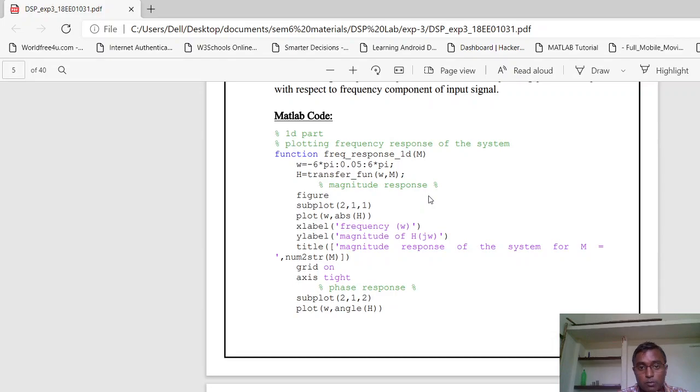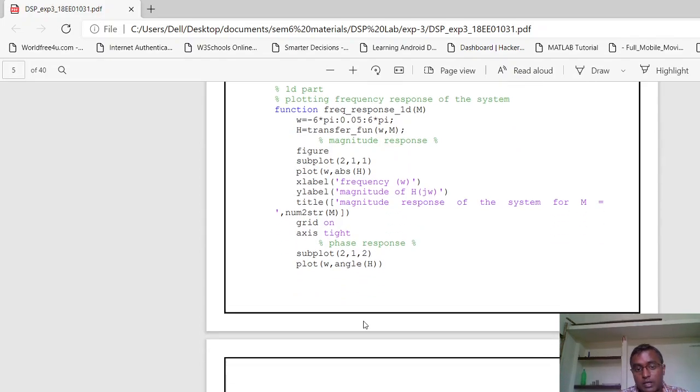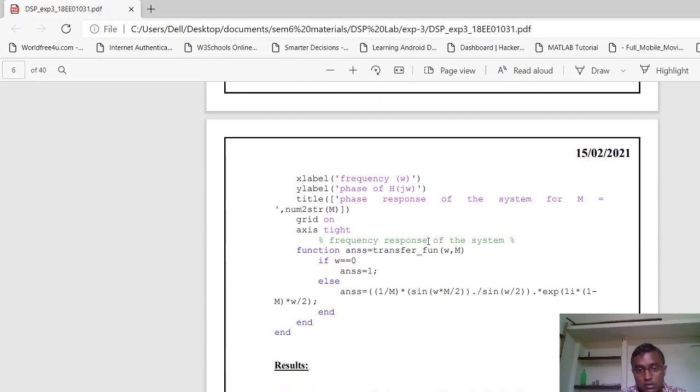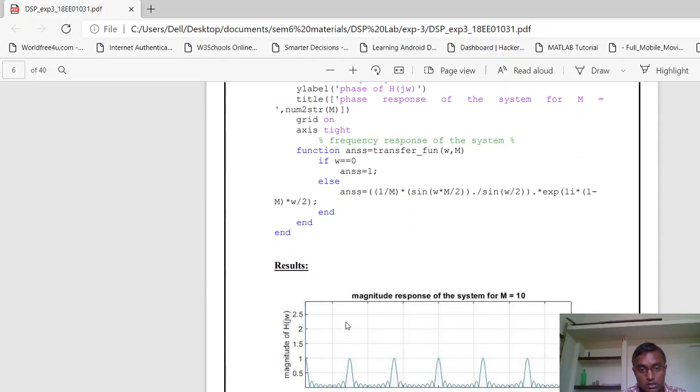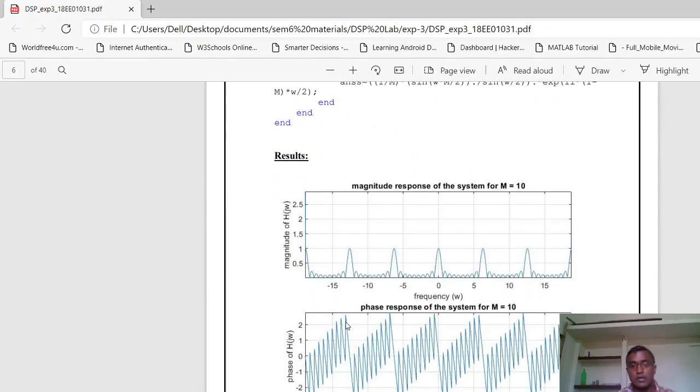This is our MATLAB code. First, the frequency response of the system. Here I am calculating the magnitude response. This is our transfer function. Then I am plotting the magnitude response, and here the phase response. This is just our Fourier transform, meaning the frequency response. Here is our result.